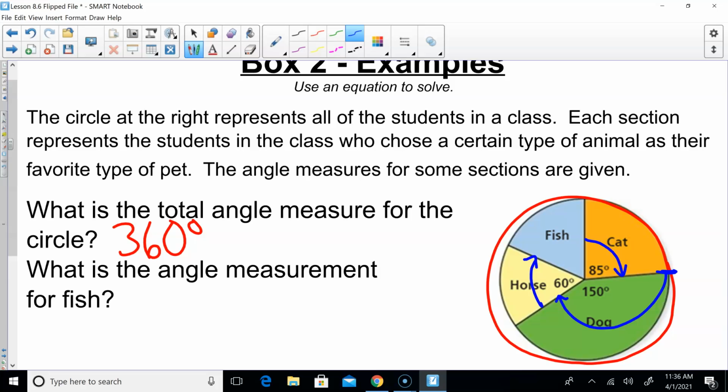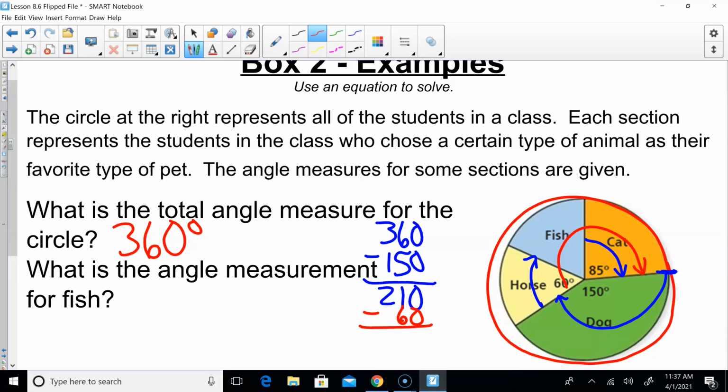Well, we just start with our big part, and we start to subtract. So we start with 360, and the first thing we do is we're going to subtract the dog part, and that's going to be 210 degrees left. So that means from right here all the way over is 210 degrees. But now we're going to take away 60 from the horse section, so we're going to subtract 60 more, and now we're left with 0.